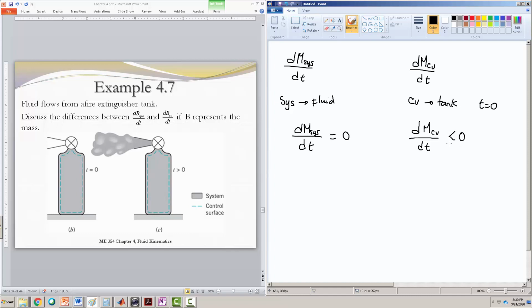Okay, and basically the idea is, as we have always said, conservation of mass, meaning that the mass cannot be destroyed or created, and the change of the mass is equal to 0. That is true for a system. However, once we have a control volume, that changes.